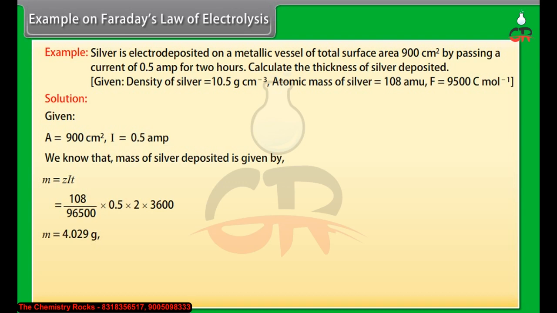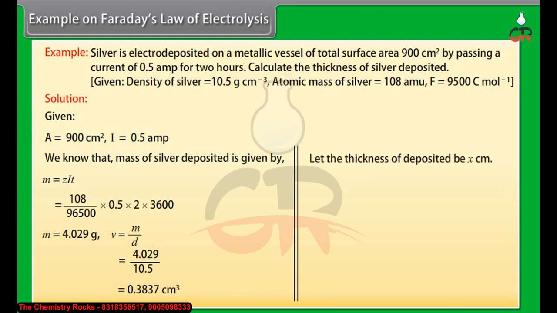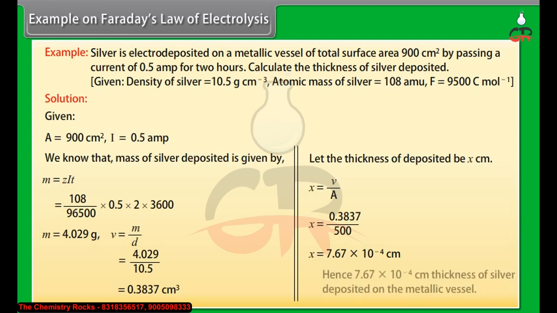We know that V is equal to M upon D. By putting the values, we get V is equal to 0.3837 centimeter cube. Let the thickness of deposited be X centimeter. We know that X is equal to V upon A. By putting the values, we get X is equal to 7.67 into 10 raised to the power minus 4 centimeter. Hence, 7.67 into 10 raised to the power minus 4 centimeter thickness of silver is deposited on the metallic vessel.